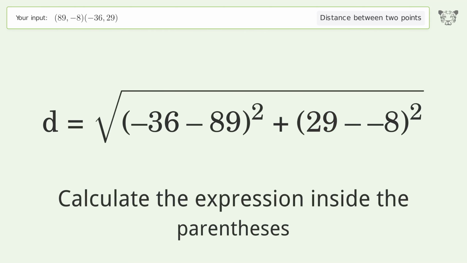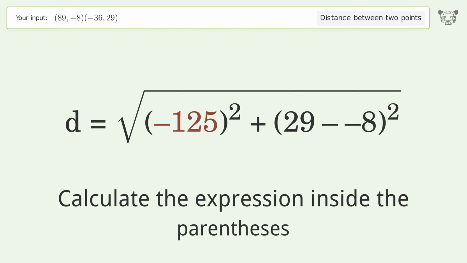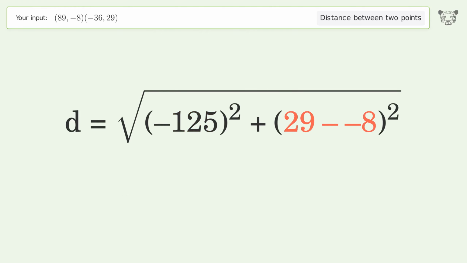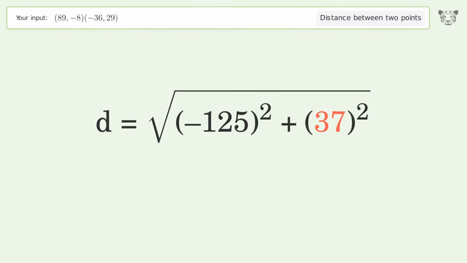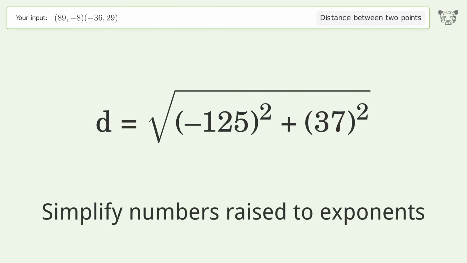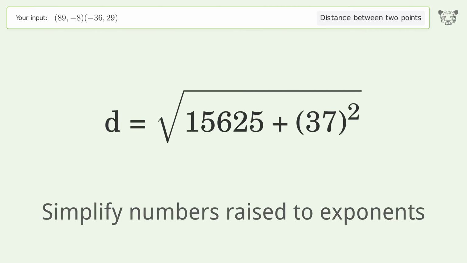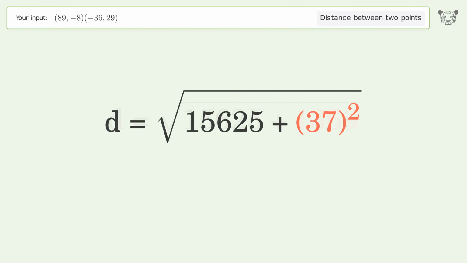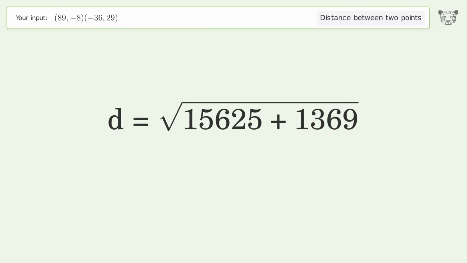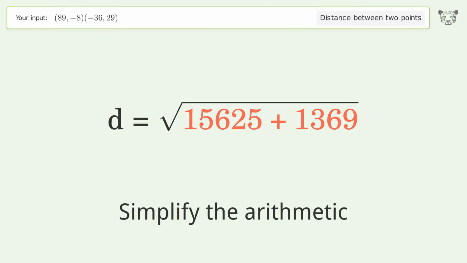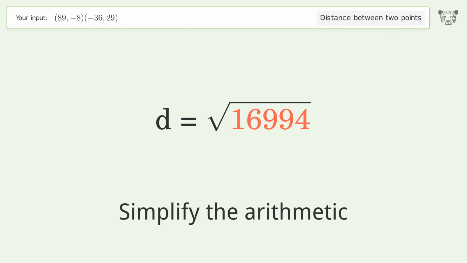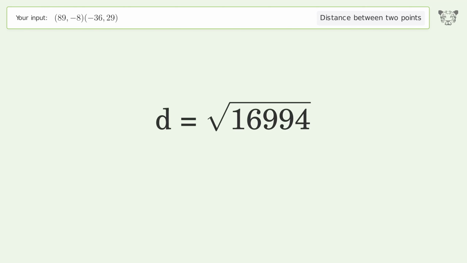Calculate the expression inside the parentheses. Simplify numbers raised to exponents. Simplify the arithmetic. And so the distance between the 2 points is the square root of 16,994, or 130.361.